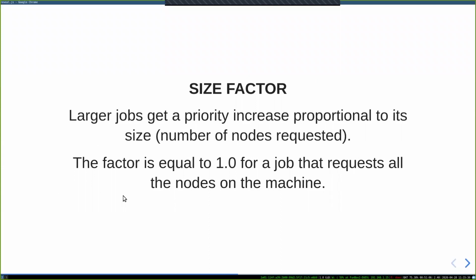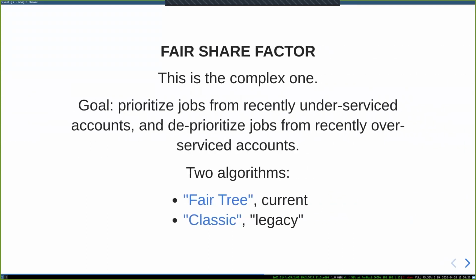Next is the size factor. Sorry for the noise. So there is also a factor associated with size. So the larger jobs will get a priority increase, which is proportional to the size. So the factor is equal to 1 for a job that requires all the nodes on the machine. I think the reason for this is that smaller jobs will benefit from the backfill scheduling algorithm, while larger jobs will have problems. So I think this is a term that is put in the formula just to somehow try to equilibrate this, to compensate for this. So the next one is the complex one.